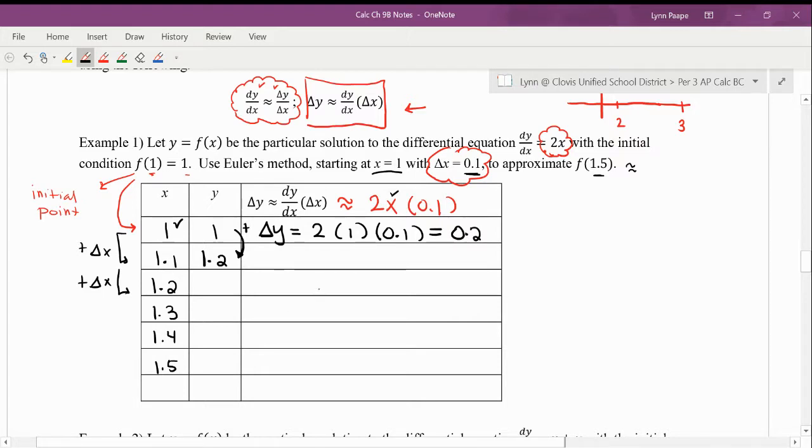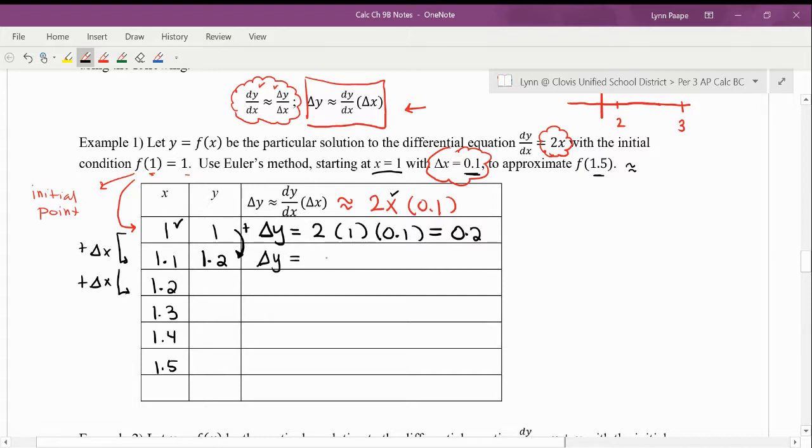And delta y is not going to stay the same, because your slopes are not going to stay the same, unless we had a function that was linear. Not a derivative that's linear, but a function that's linear. If our slope was constant, then it would stay the same. So our delta y is going to change. We're not going to add 0.2 again. We have to find our new delta y.